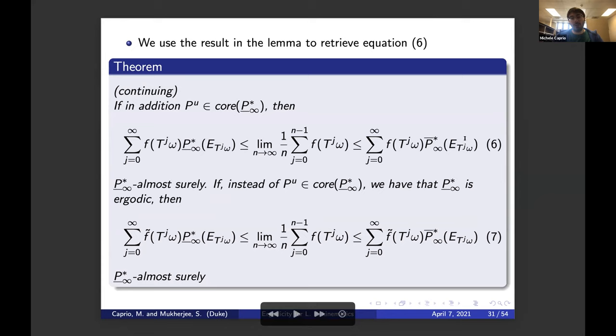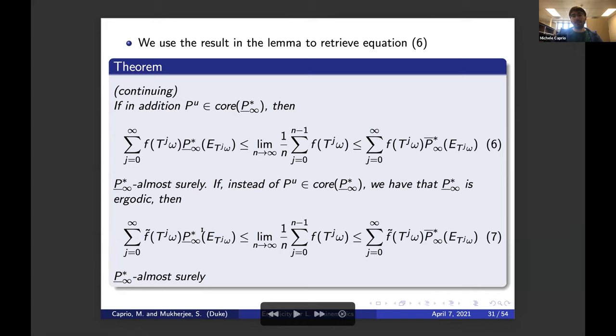So if PU, which is a little different with respect to the PU that we presented before, but still similar morally, we have that the limit of the empirical averages belongs to the interval given by space averages taken with respect to lower and upper probabilities associated with the limit set, almost surely. And if instead this condition right here is either too difficult to check or not true, then we have to assume that the lower probability is ergodic.